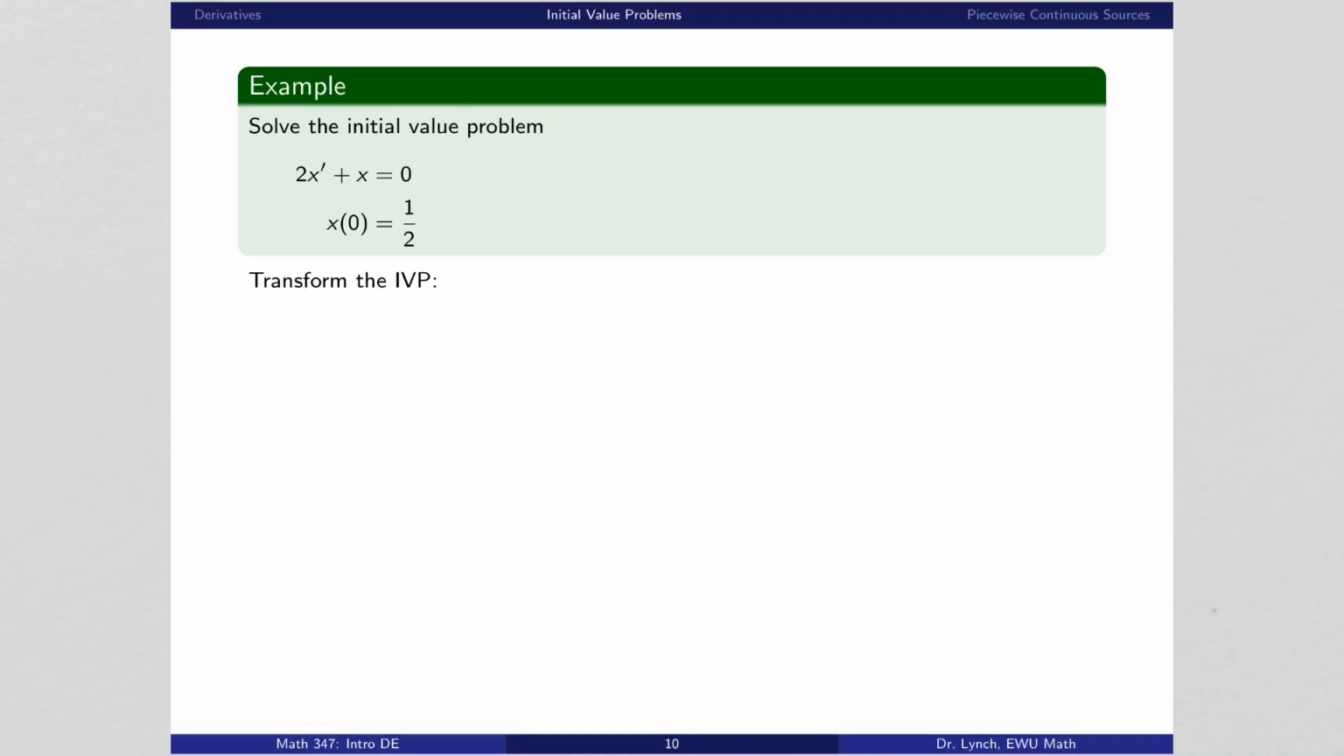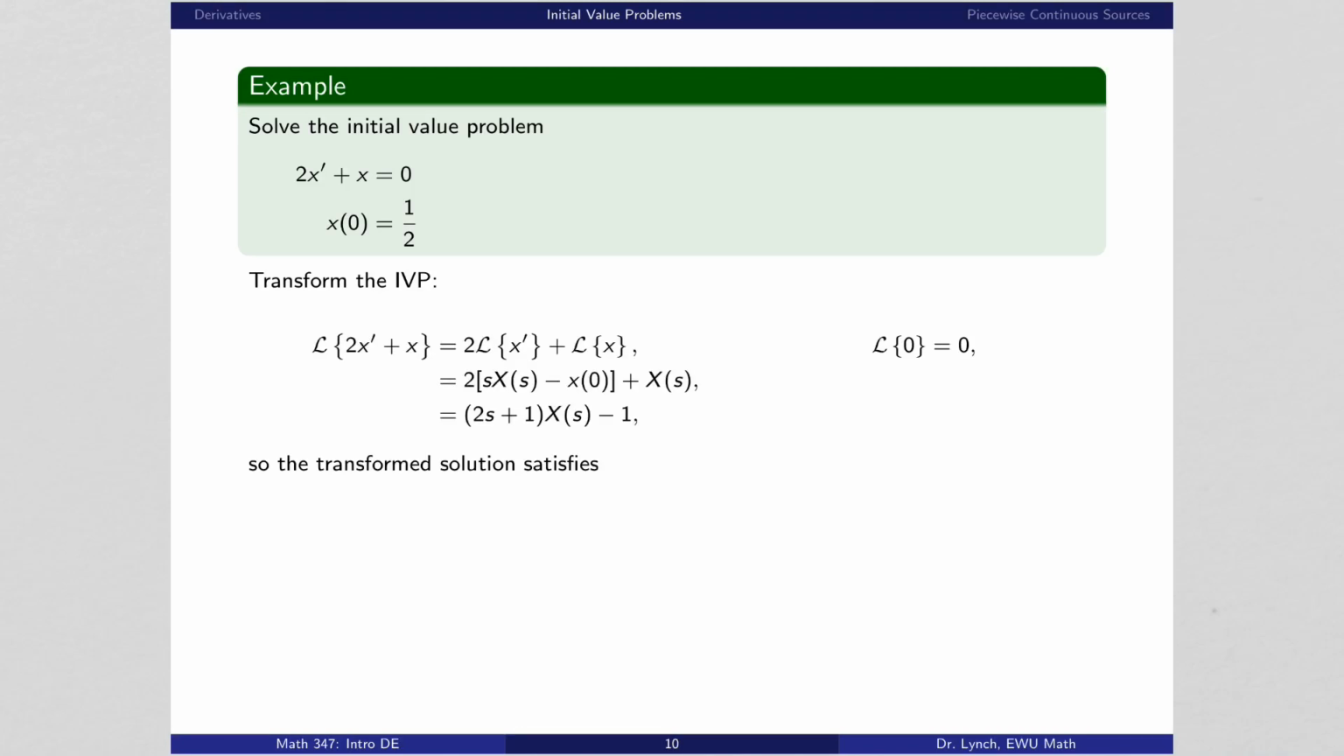Here's the first one. The initial value problem 2x prime plus x is 0, where x of 0 is given by 1/2. So we'll start off by transforming the initial value problem. The transform of the left-hand side turns out to be just (2s plus 1) times X of s minus 1. Of course, the transform of 0 is 0, so those two things ought to be equal, right? The transform of the left-hand side should equal the transform of the right-hand side. Okay, so here's what the transform solution satisfies. This is the algebraic equation for the transform solution, which we can pretty quickly solve for the transform solution X of s.